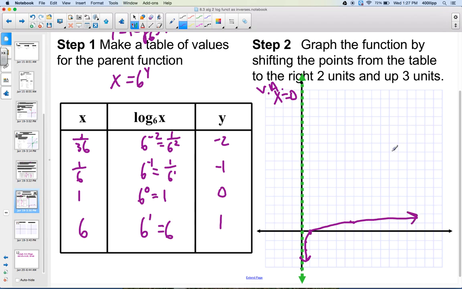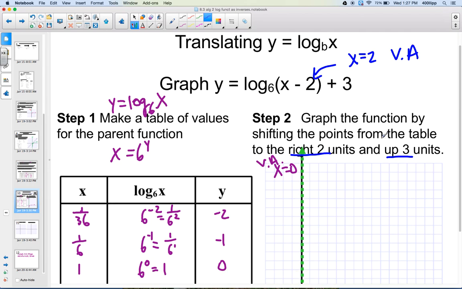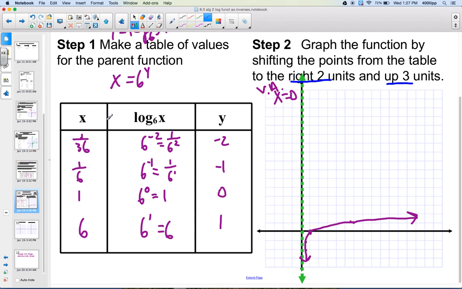Okay, so now if we take a look at our translation, what we're going to be looking at is this one right here. Since it's x minus h, now I know that x equals 2 is going to be my vertical asymptote, which also means that we're going to be going right 2 units and up 3 units. Going right 2 units means I'm going to add 2 to all of the x's, and up 3 units means I'm going to add 3 to all of my y values.